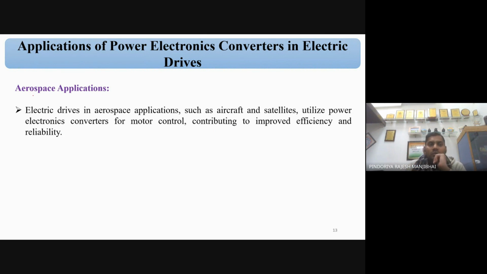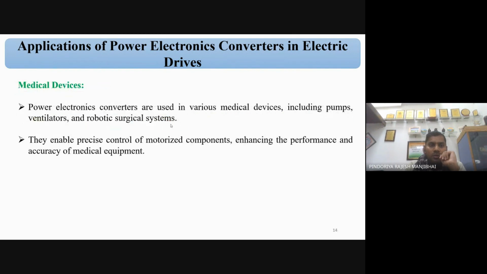Okay, and the last one is the aerospace application. We all know about aerospace applications. Electric drives in aerospace applications such as aircraft and satellites utilize power electronics converters for motor control. Okay, so then we can use it in aerospace applications.